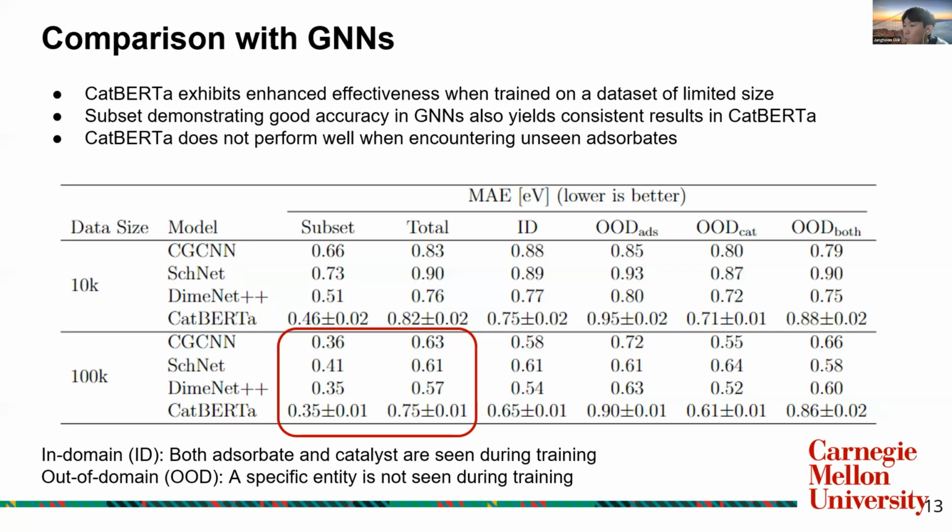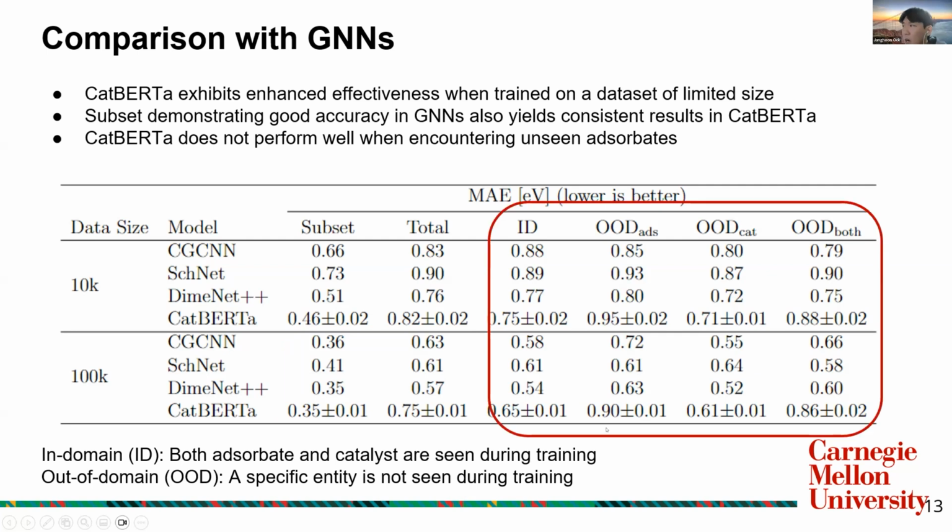And for the smaller dataset, obviously CatBERTa shows better performance for those limited data sizes. So if we have a limited size of data, then we can maybe consider using textual representation to train our model and predict some properties. And this lagging-behind accuracy is mainly because of the unseen adsorbate molecules. The poor accuracy observed in the out-of-domain adsorbate and out-of-domain both cases compared to other GNNs, these are the reasons. So addressing this challenge is among our future research plans.